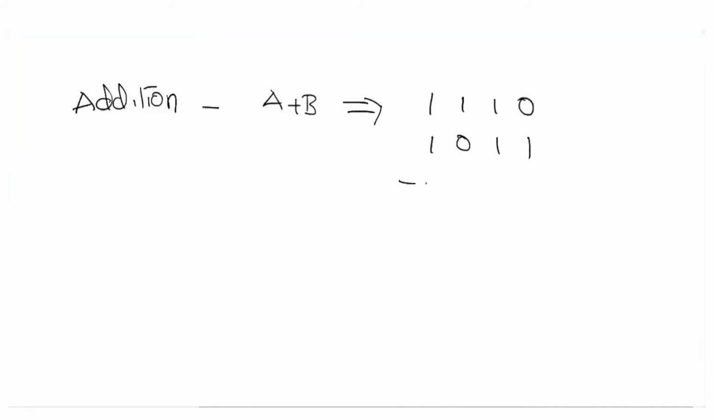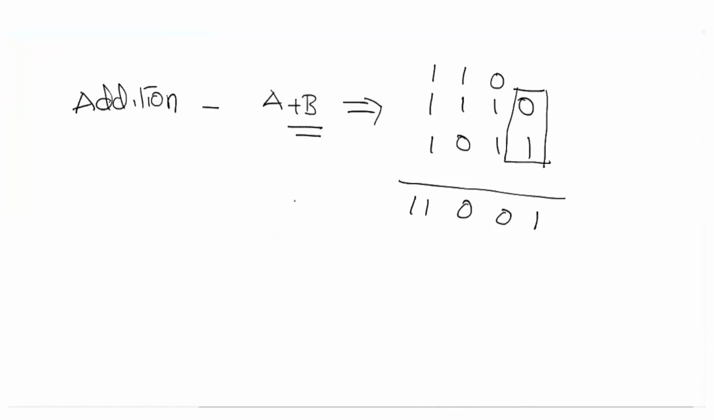When these two are added, at every stage we should be able to add 3 digits. 0 plus 1 is 1, there will be a carry 0. 0, 1, 1: 1, 0, there will be a carry 1. 1, 1: 1, 0, there will be a carry 1. 1, 1, 1 is 1, 1. So if you perform addition, I do require 3 digits to be added at every stage.